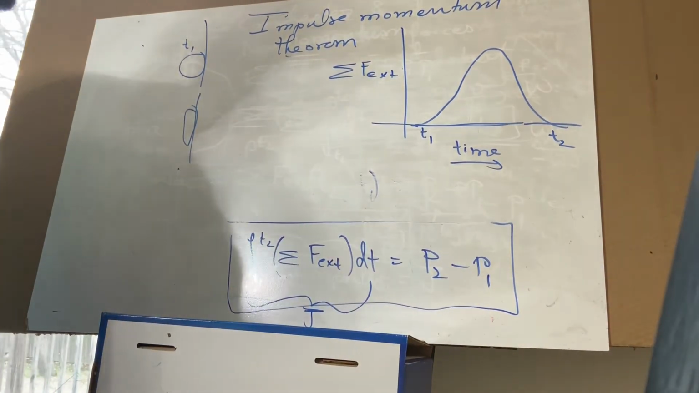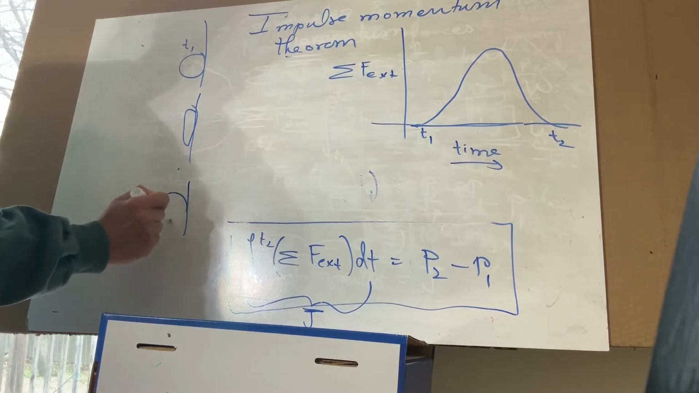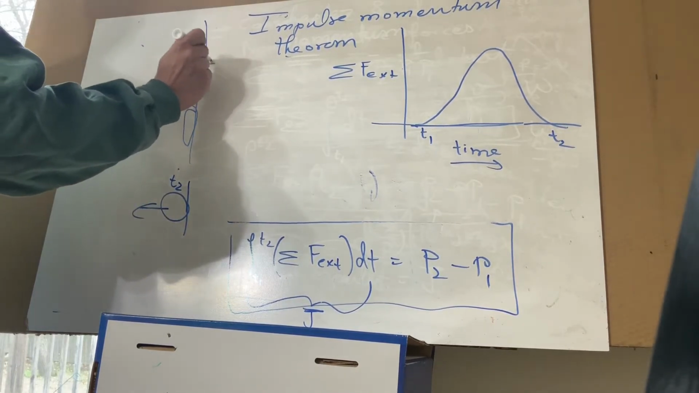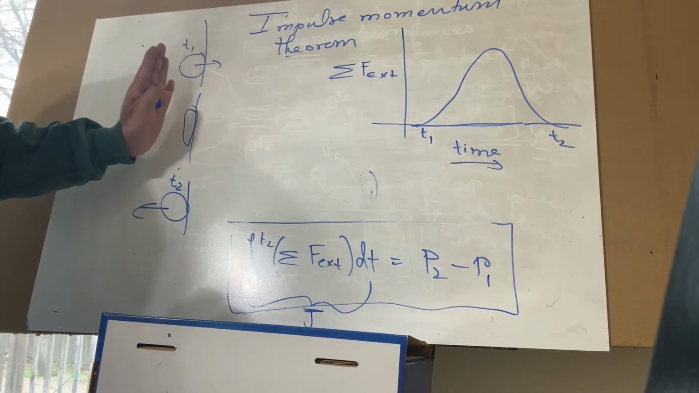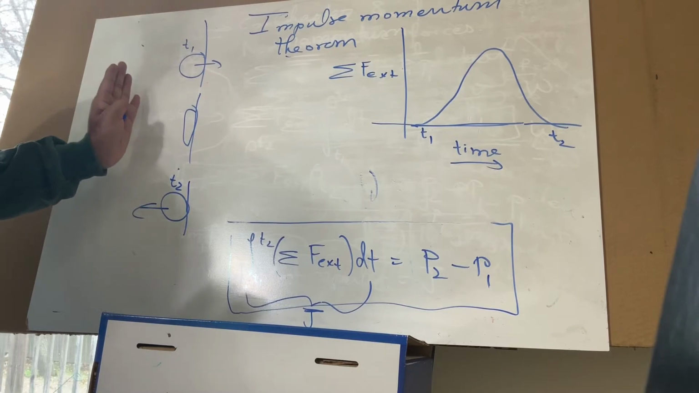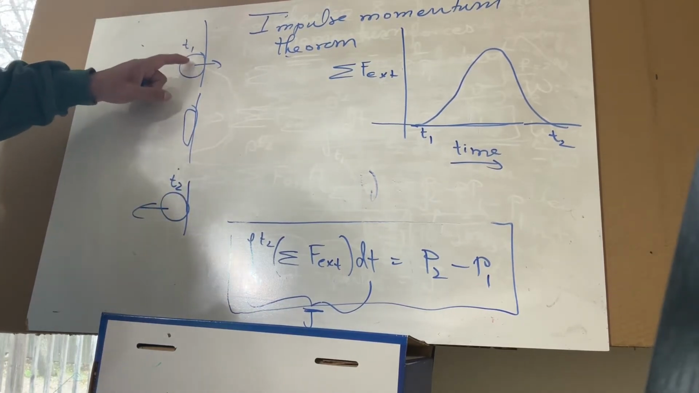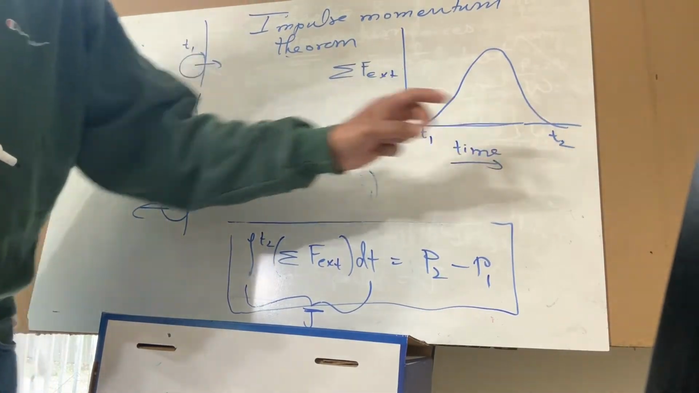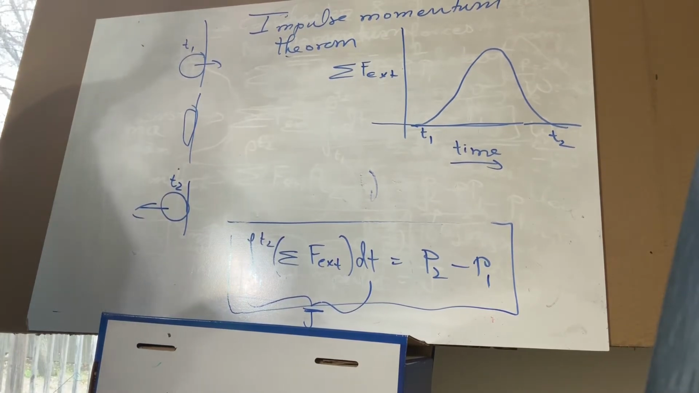At time T2, it will bounce back. It will be going back in this direction. At T1 it will hit, and I'm talking of a rubber ball, it will flatten out and then bounce back. So that's the time, T1 to T2. You find that the force increases, and then as it's leaving, the force on the ball has decreased.